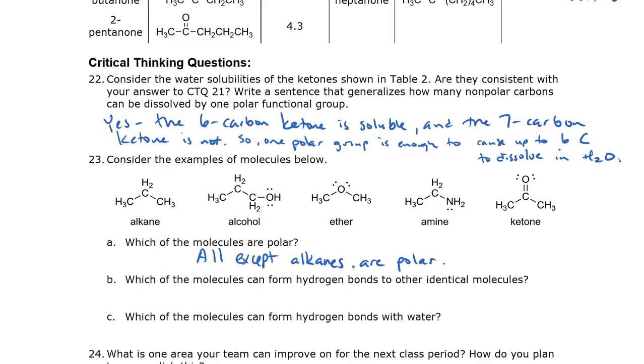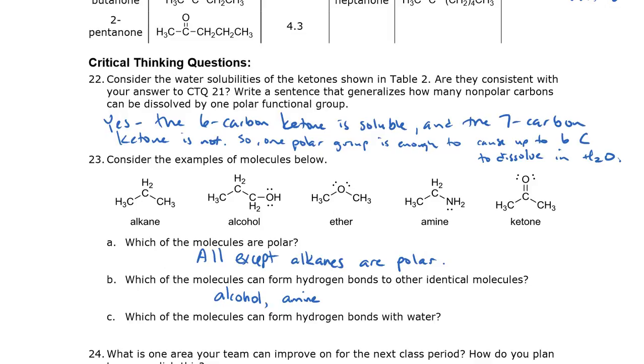Part B. Which of the molecules can form hydrogen bonds to other identical molecules? So look at all the molecules, look at your rules for hydrogen bonding, and write the names of the functional groups down that can form hydrogen bonds to other molecules just like themselves. Pause now. Okay, do you have alcohol and amine? You shouldn't pick any others because the criteria is you have to have a hydrogen bonded to an oxygen or a nitrogen. And the only ones that show that are the alcohol and the amine.